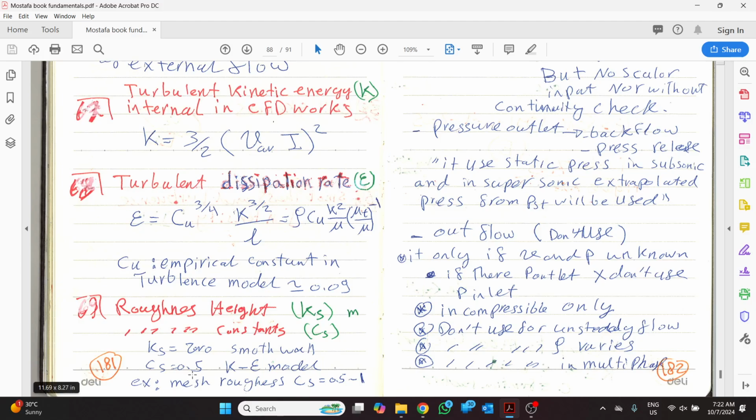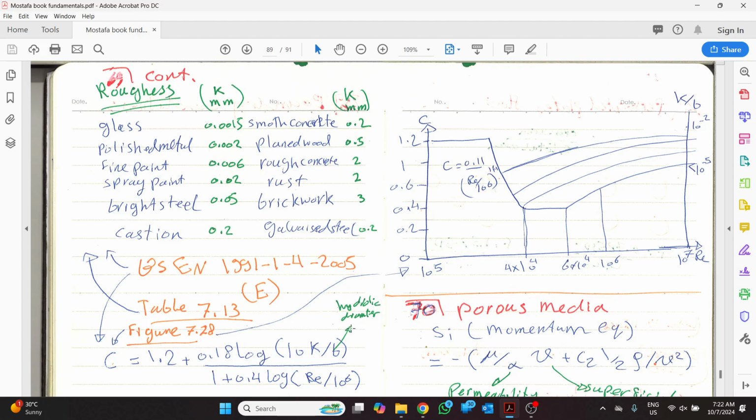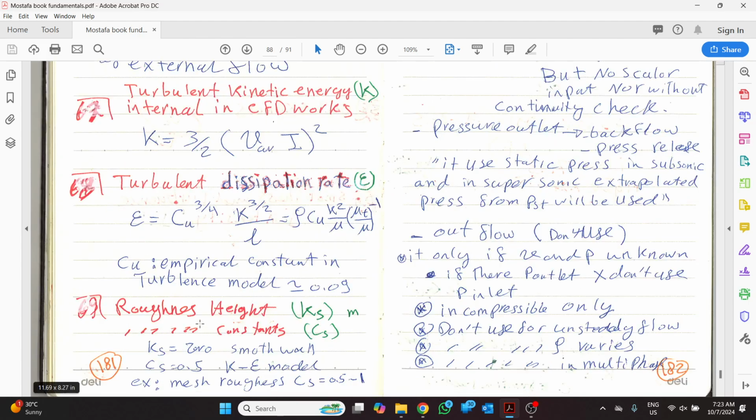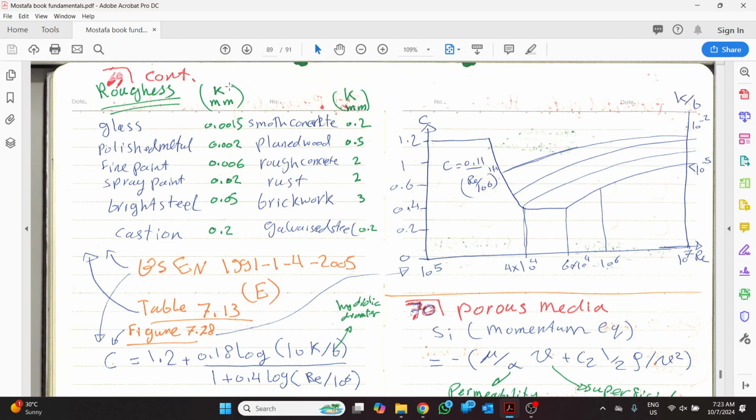We're using it and we're going to define what the constant is and how we can calculate it. For example, if I have a rough mesh texture, Cs will be between 0.5 and 1. To continue, how do we calculate the roughness? Roughness K, the height of the roughness, is constant for any material. You can find this table in BS EN 1991-1-4:2005, table 7.13.